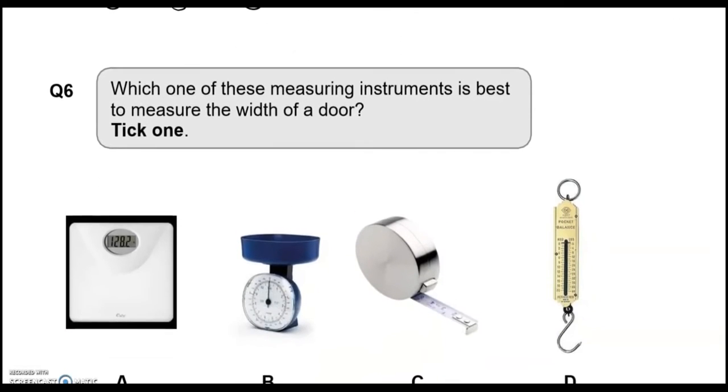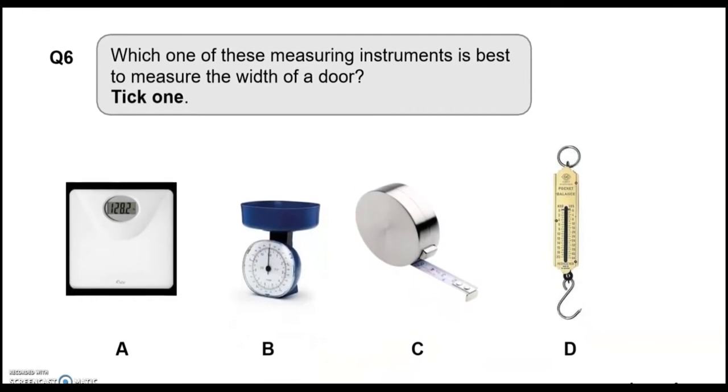Question 6. Which one of these measuring instruments is best to measure the width of a door? That is tick 1, so that is the measuring tape.